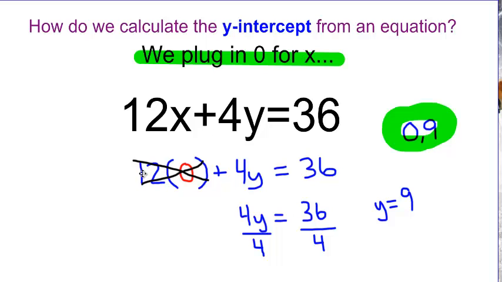So here we write out our equation 12 times 0, because we're plugging in 0 for x, plus 4y equals 36. Well, 12 times 0 is 0, just like anything times 0 is 0, so they'll always cancel. And we get 4y equals 36. Again, 4 times y is multiplication, so to undo that, we divide by 4 on both sides, giving us y equals 9. Therefore, we know our y-intercept is the point (0, 9).